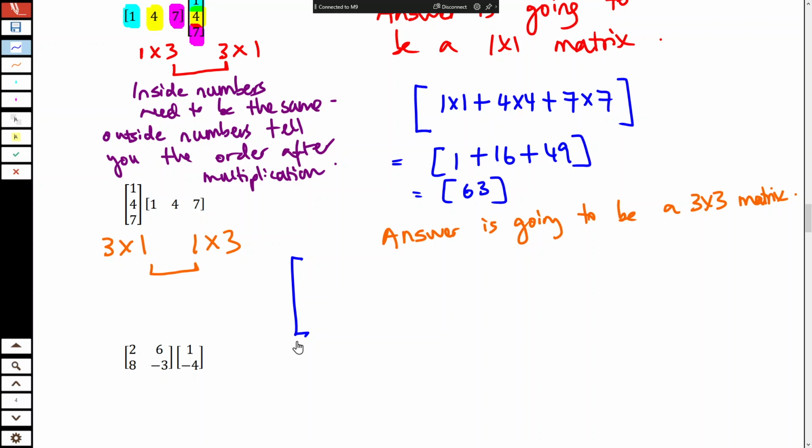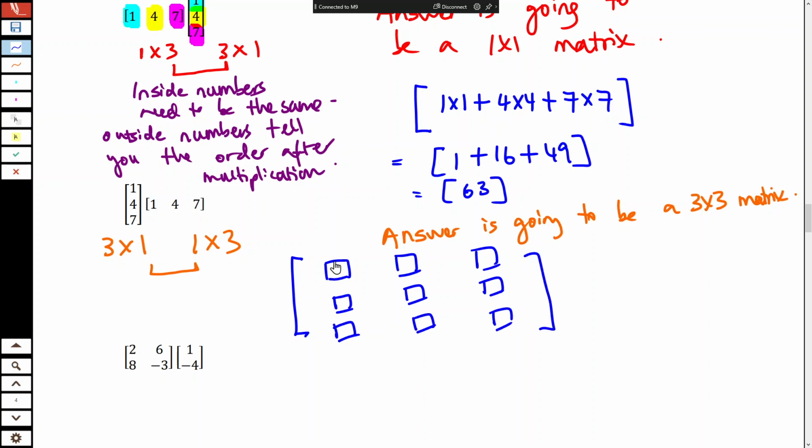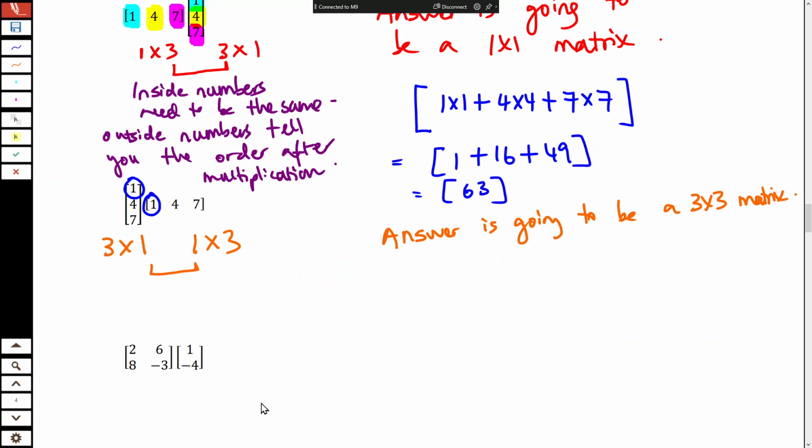Okay, so I don't run out of room, don't write this. This is what our matrix is going to look like. 3 rows and 3 columns. Remember, to get the number in row 1, column 1 of my answer, I need to use row 1 in the first matrix and column 1 in the second matrix. So my first entry is going to be 1 times 1. Now I'll go across to the next column. 1 times 4. 1 times 7.